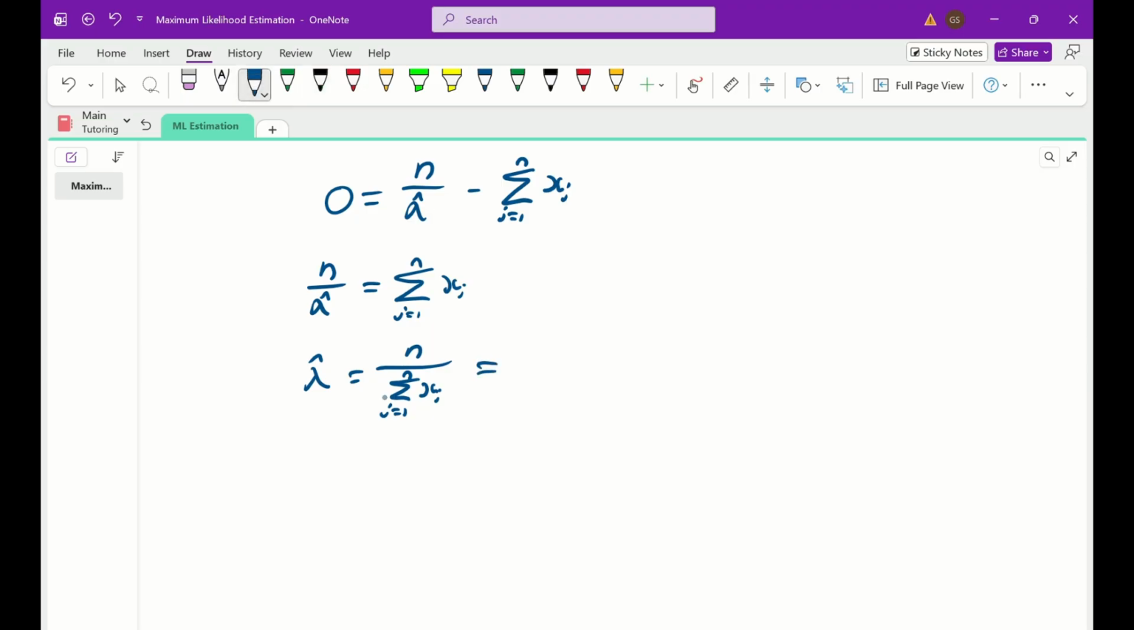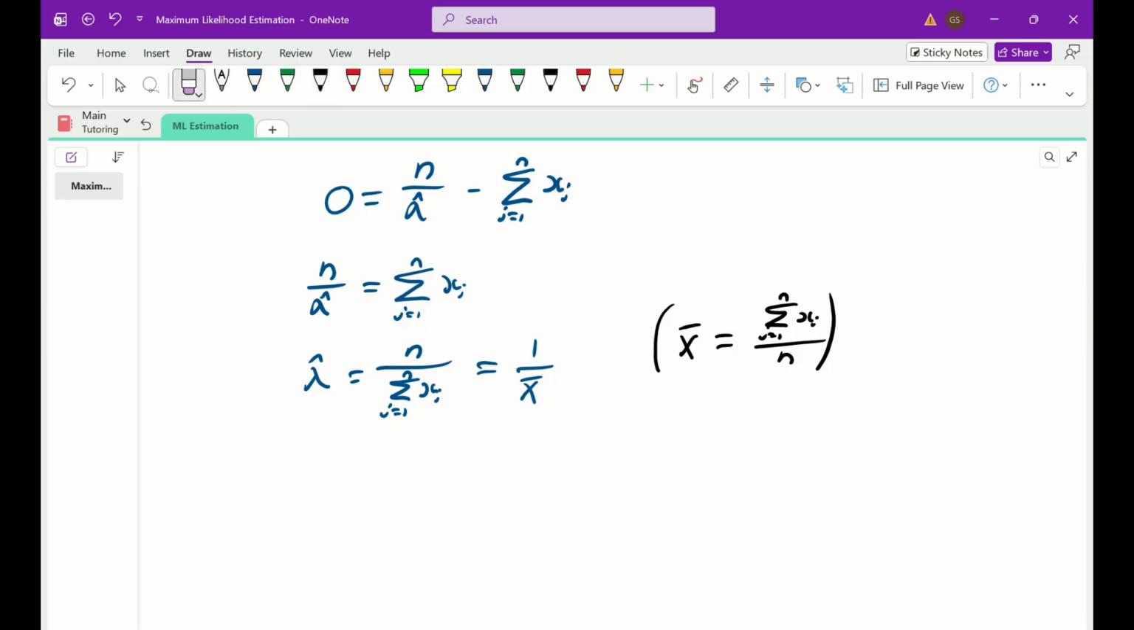So n over this is precisely equal to 1 over x bar. If you recall, x bar is just your sample mean. So this is just the flip of your sample mean, right? Because I'll just write it off to the side, but your sample mean is equal to the sum j equals 1 to n of xj over n, right? That's your sample mean. So 1 over that is going to be equal to this expression here, right?